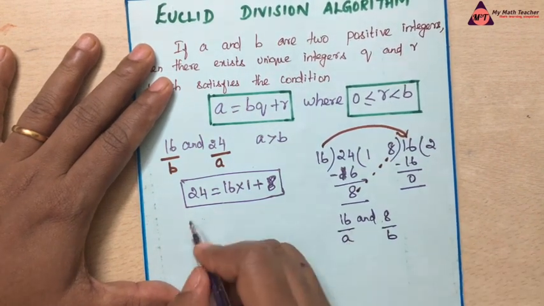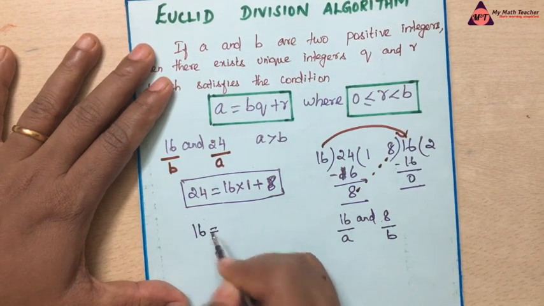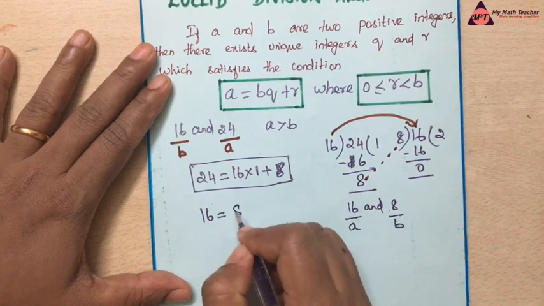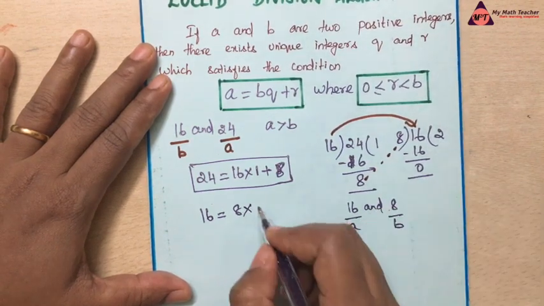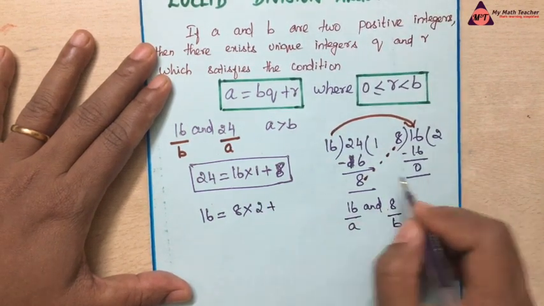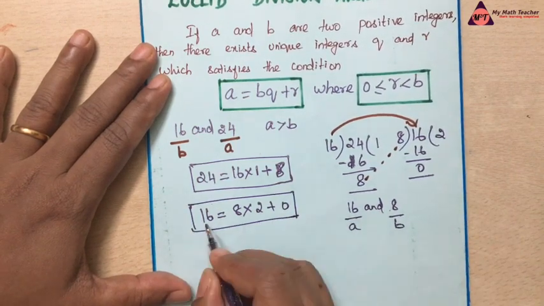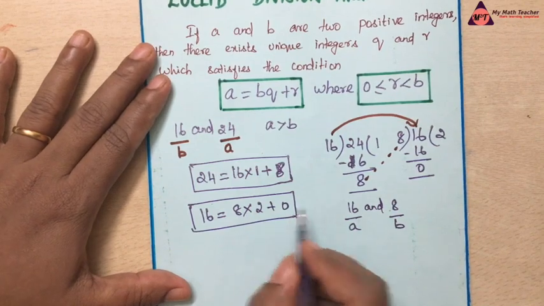Now what is a here? 16 is equal to, what is b here? B is 8 multiplied by, what is the quotient? 2 plus, what is the remainder? 0. Again, shall we check this? 16 is equal to 8 2s are 16 plus 0, 16.